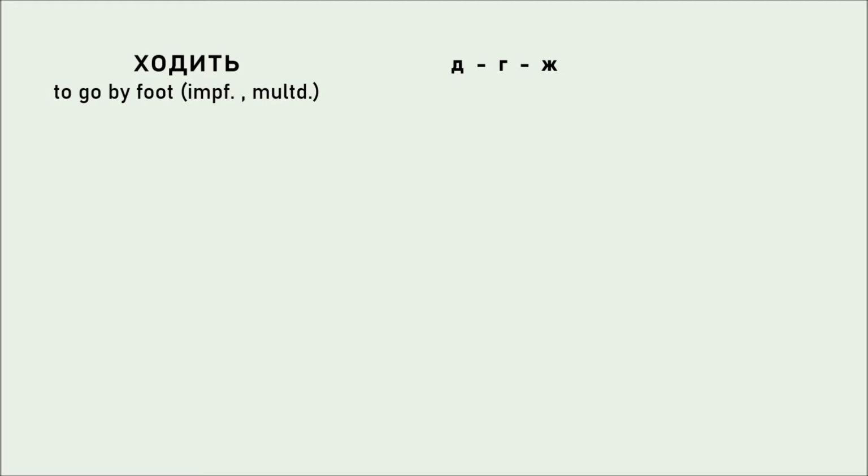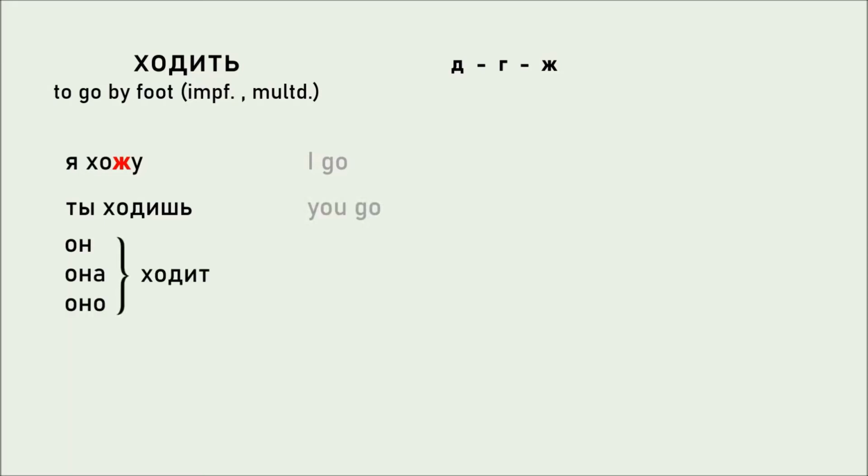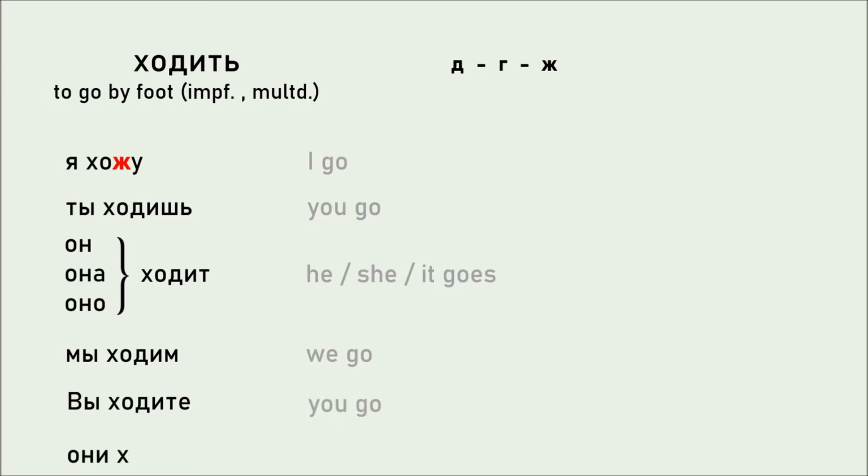Right, now we'll have a look at ходить. I'm going to remind you that we have something called a consonant alteration here. So the letter Д changes to a letter Ж, but only in the first person. So it will be я хожу, ты ходишь, он, она, оно ходит, мы ходим, вы ходите, они ходят.